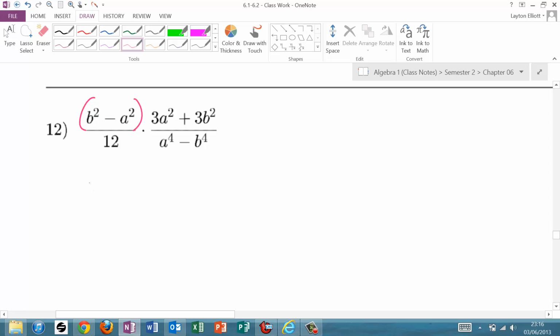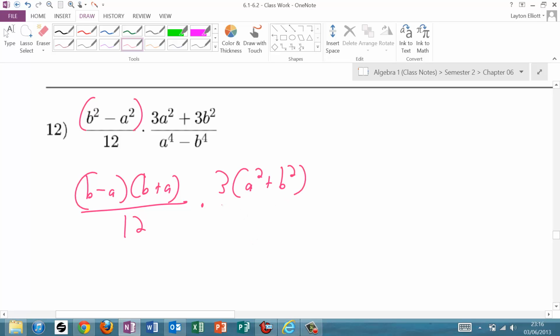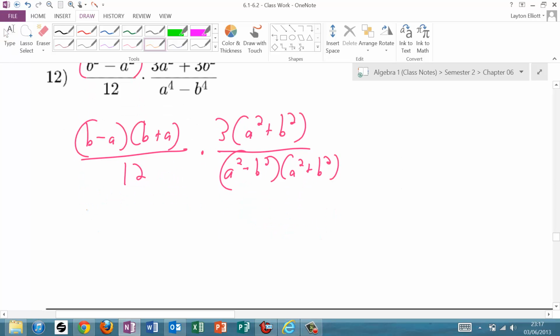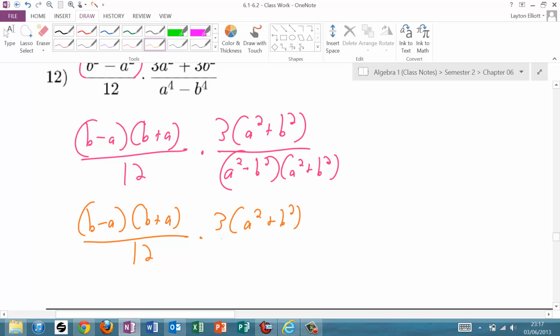Number 12, factor that as b minus a and b plus a all over 12 times, then I pull out a 3 and I end up with a squared plus b squared, but that can't factor. The denominator, I get a squared minus b squared and a squared plus b squared. One more step, b minus a, b plus a over 12 times 3, parentheses, a squared plus b squared over. I did that because I have to factor that thing into a minus b and a plus b, and then I still have a squared plus b squared.